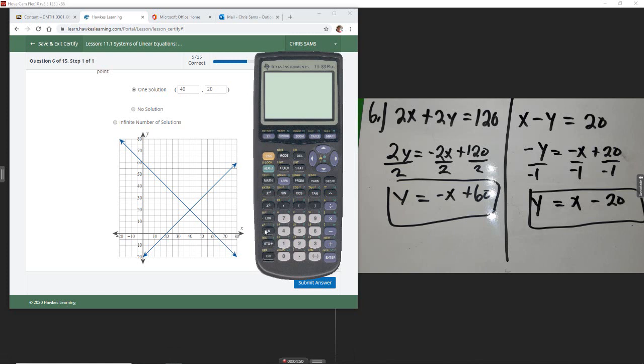Turn this on, go to y equal. Now the reason I want to do it again is because I want you to notice some things will have to change in order for you to see or for the computer to give you the solution. So I'm going to graph these two equations, negative x plus 60, and then x minus 20.